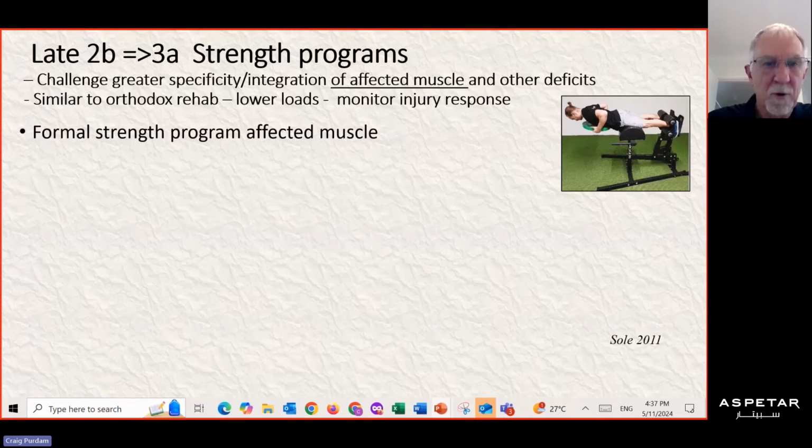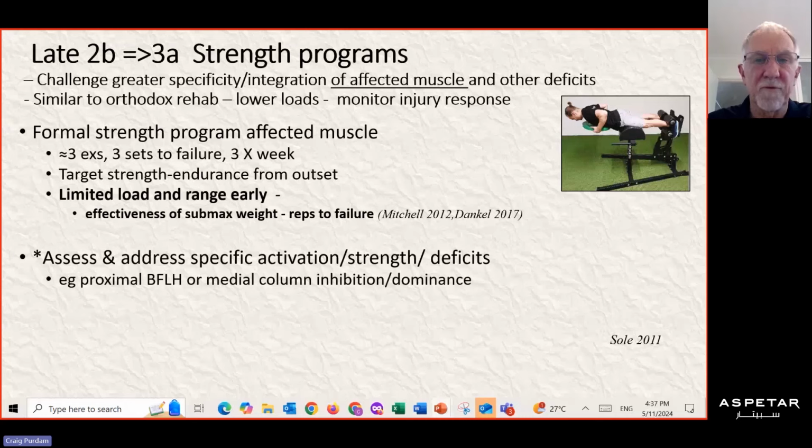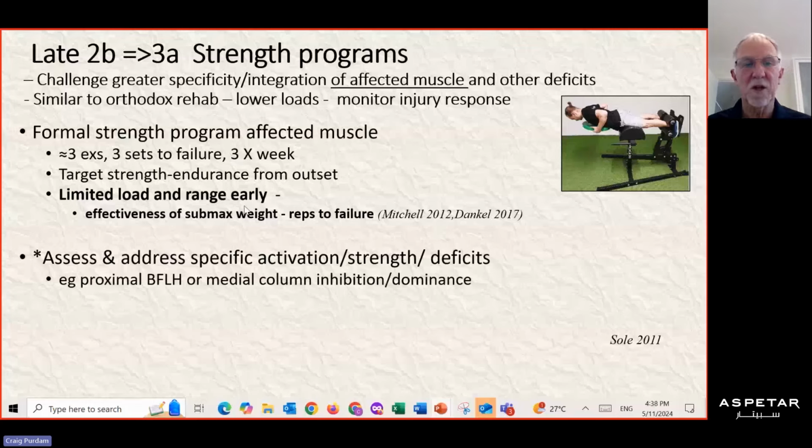I just want to point out some of the degrees of difference rather than anything else. We're integrating the affected muscle, looking at particular deficits, formal strength sessions 3 times a week, 3 exercises, 3 sets to failure, however you might do it. Again, it's still about limited load and range early, but one of the things you can really push is the work of Stu Phillips, where we can do multiple reps to failure, which might be 50 and 60 reps to failure.